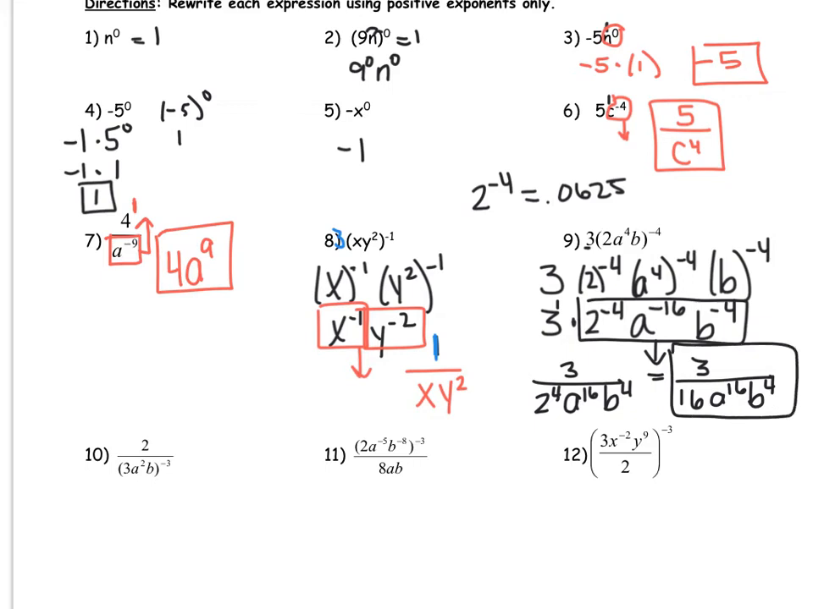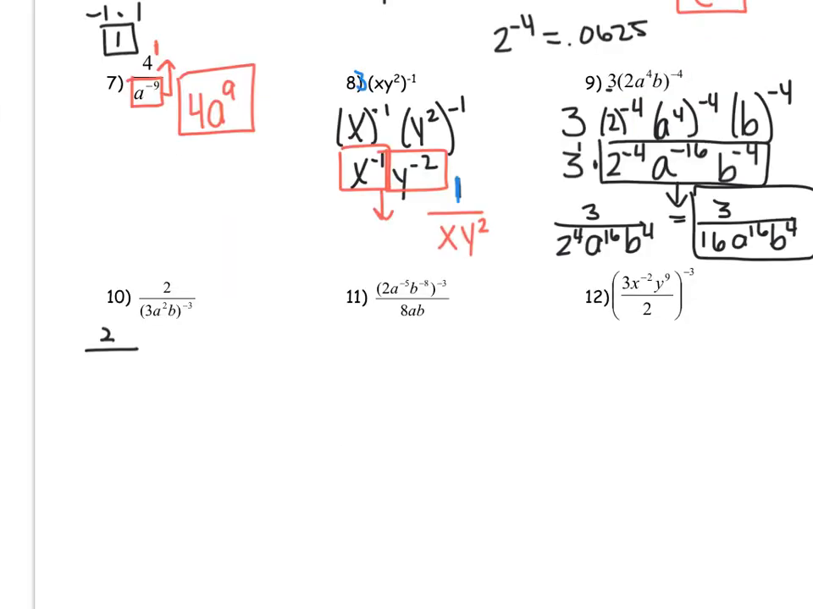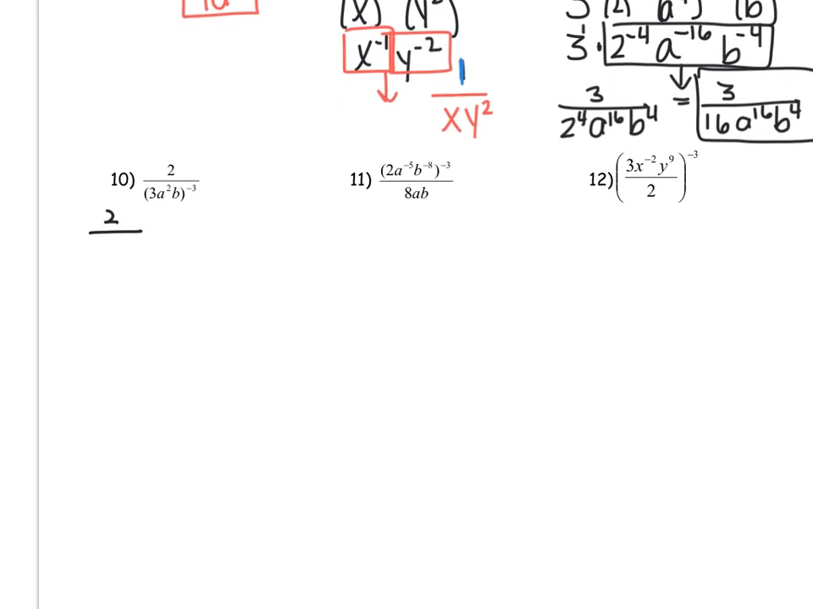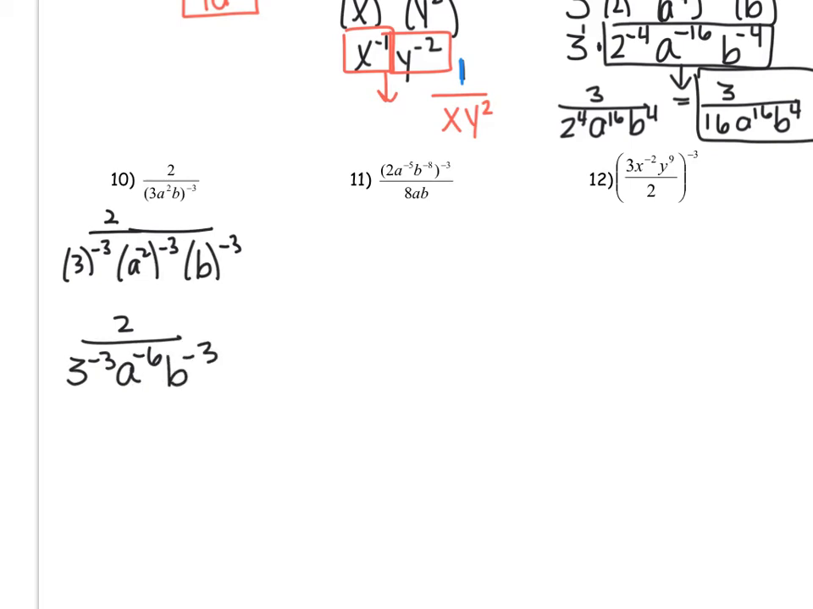Okay, let's see if we could do 10. Okay, so we're going to start with the denominator first. Let's distribute this power in. So it's 2 over 3 to the negative 3, a squared to the negative 3, b to the negative 3. So 2 over 3 to the negative 3, a to the negative 6, b to the 3. Because I multiply these, right?